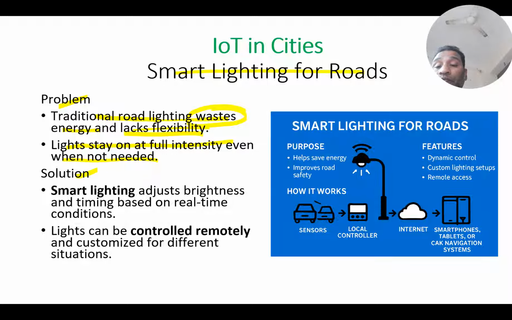What is the solution? The solution is smart lighting. What does it do? It adjusts the brightness and timing based on real time conditions. They adjust the brightness as well as the timing based on the real time conditions. Like I said now, in the timing based, right? In summer the light has to remain on for a shorter duration of time. Nights are short, the light has to remain on for a shorter duration of time. In winter season, nights are longer, the light has to stay on for a longer duration, right?